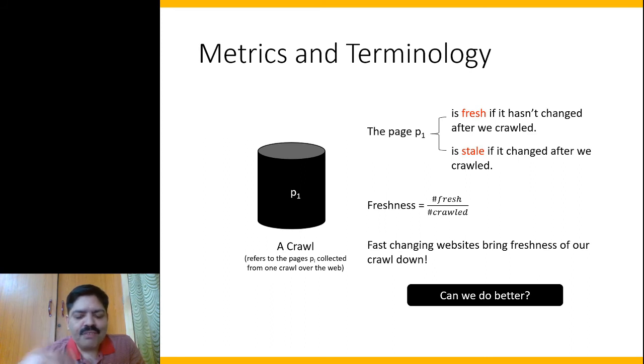So if this was the metric, then a way to improve your crawl's effectiveness is simply don't crawl at all, or crawl only static pages. But that doesn't seem to be the right thing to do. So can we do any better? Can we come up with a better metric here?